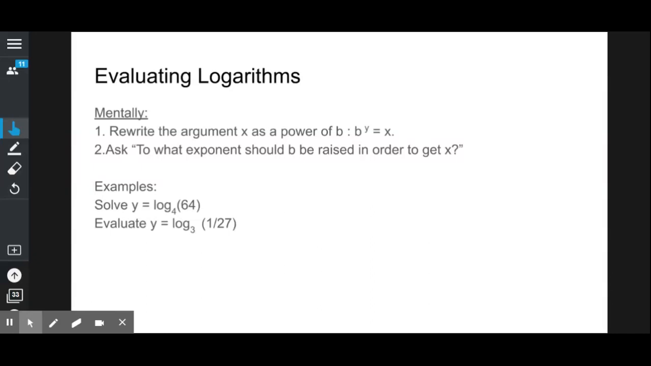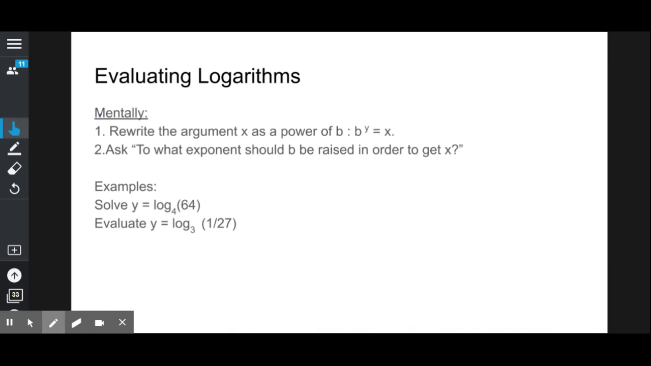So now we're going to take a look at evaluating logarithms, and there are a couple of different ways you can do it. The first method we're going to look at is evaluating mentally. That works out when the value that you're evaluating is a multiple of the base. So let's just take a look.